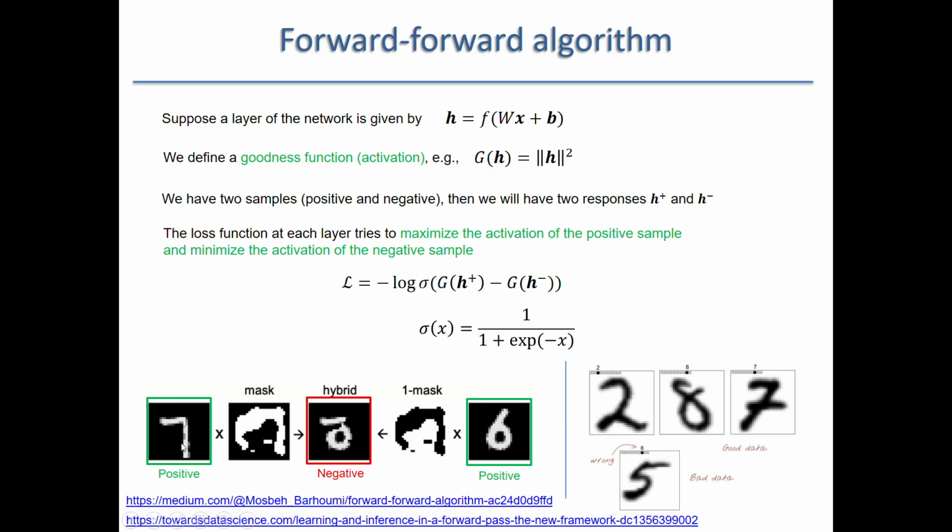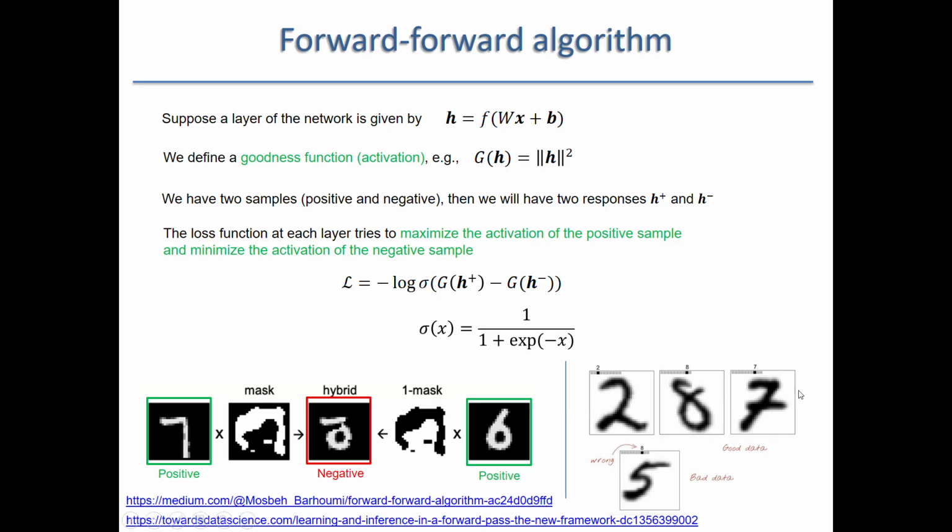So let's say that you have two positive examples, like two numbers. Then you generate a random mask, and then with this random mask, part of it will be taken from the 7, so 7 goes through the mask, and then the 6 goes through 1 minus mask. And then with these two parts you construct a hybrid input vector, and this input vector is negative in the sense that it doesn't exist.